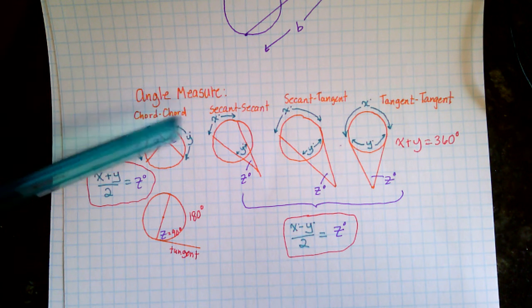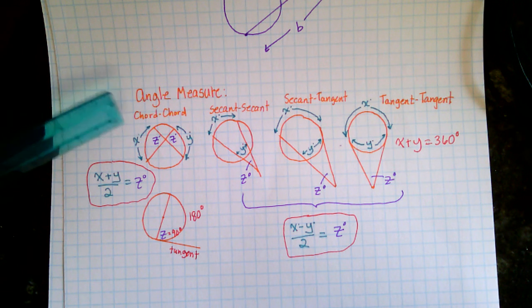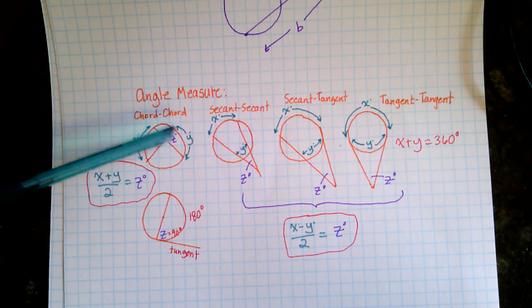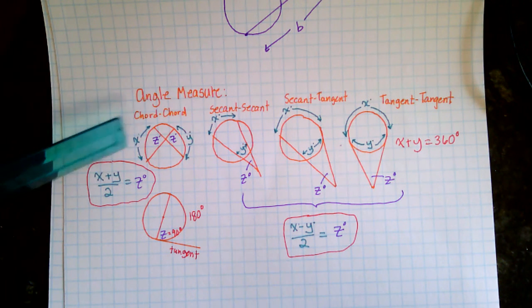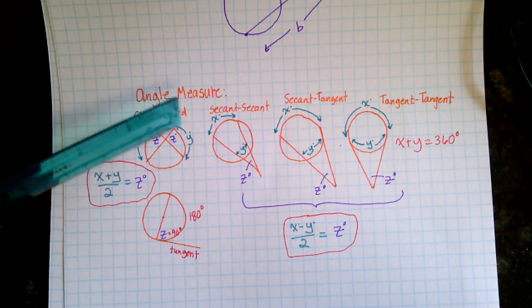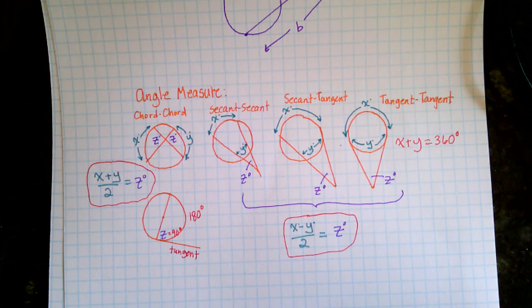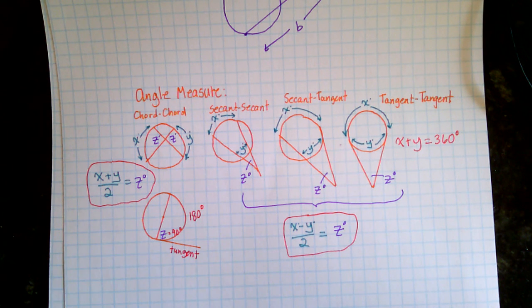So when you're trying to find the measure of the angle, and the angle is on the inside of the circle, you average the intercepted arcs. So in other words, x plus y divided by 2 is equal to z, and that z is equal to that z because vertical angles. So x plus y over 2 equals z.